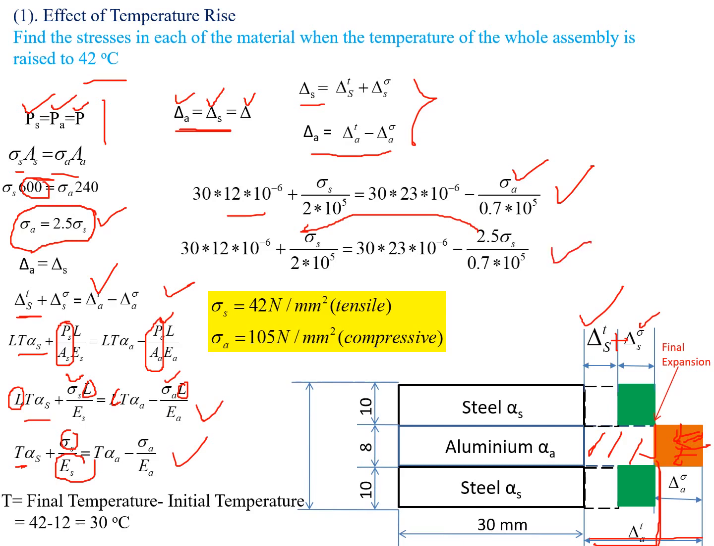Then finally you will get the answer: sigma S equals 42 Newton per mm square. Then substitute the sigma S value in the sigma A equation, and we get the sigma A value as 105 Newton per mm square. We know that the nature of stresses in the steel bar is tensile, and the nature of stresses in the aluminum bar is compressive.